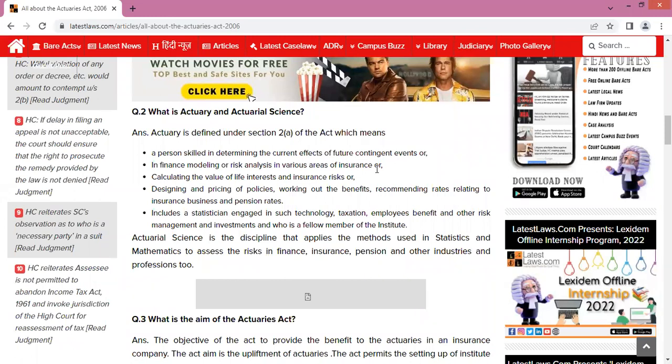and so on. A person skilled in determining the current effects of future contingent events, or in finance modeling or risk analysis in various areas of insurance, or calculating the value of life interest and insurance risks, or designing and pricing of policies, working out benefits, recommending rates relating to insurance business and pension rates, right? Pension rates are also a matter, because I told you a number of insurance companies are there. Every insurance company comes to the market to earn profit on money, so every insurance company has a different rate of insurance.